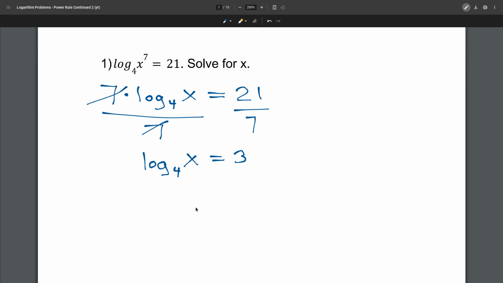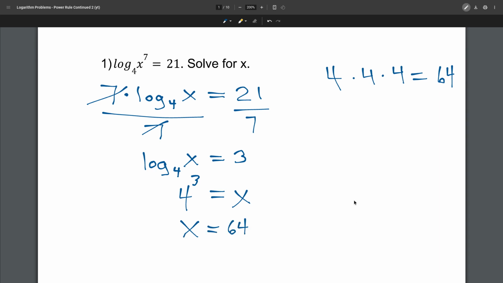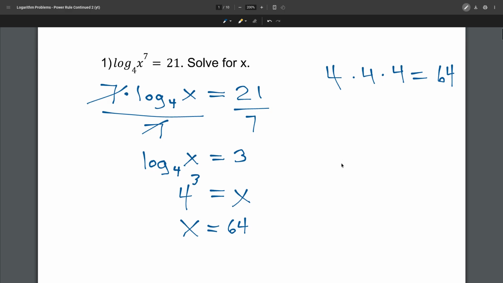At this point, I can write this in exponential form. I can say 4 to the 3rd power equals x. So what is 4 to the 3rd power? Well, it's 4 times 4, which is 16, times 4 again, which is 64. So x equals 64.